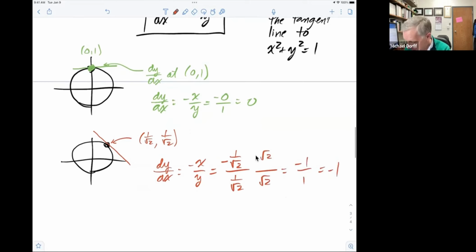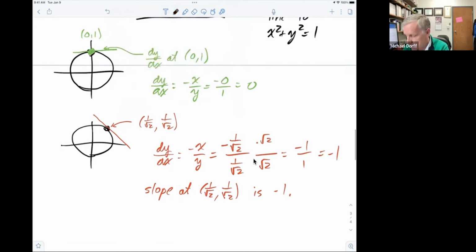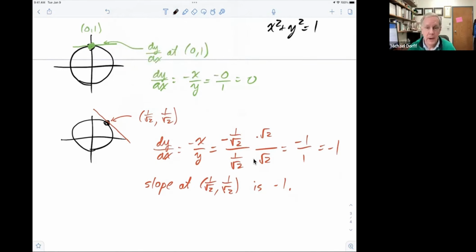And that's the slope. So the slope of that red line at 1 over square root of 2, comma 1 over square root of 2 is negative 1. So this approach that we've used here in solving for the derivative when the x's and y's are mixed together gives us the same type of answer that we got when we did previous derivatives, when we did the power rule, the product rule, the quotient rule, the chain rule. They all gave us the slope of the tangent line.